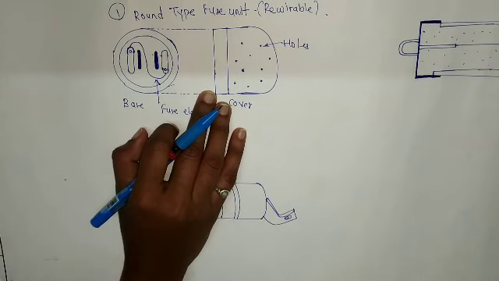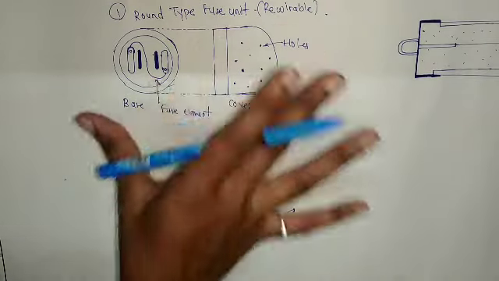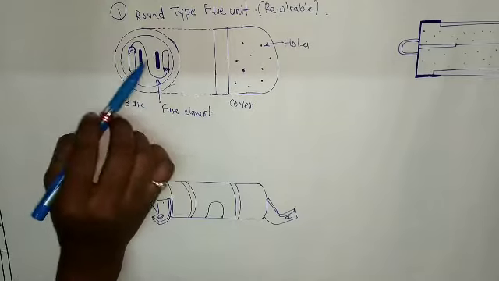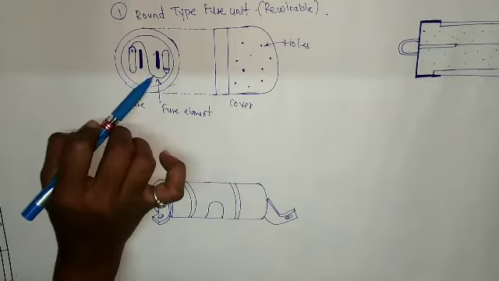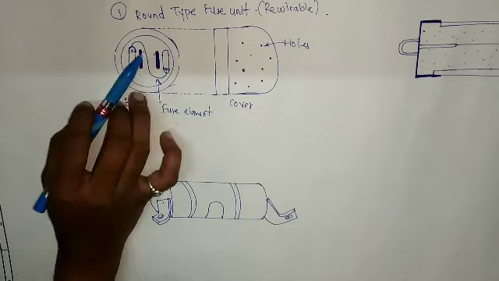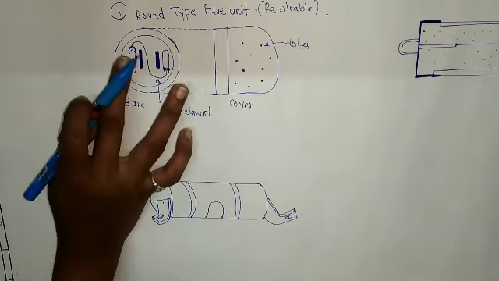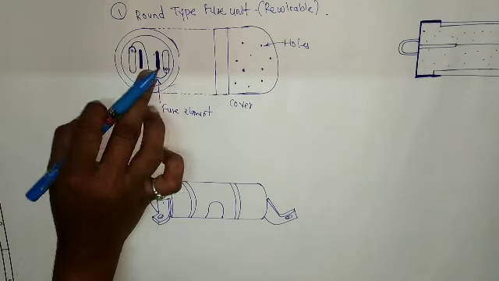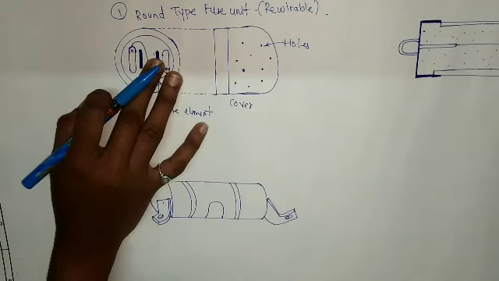There are two terminals on the base in which the fuse element is fitted. Observing this diagram, these are the two terminals in which the fuse element is fitted. That means this is the fuse wire which is fitted here, right?